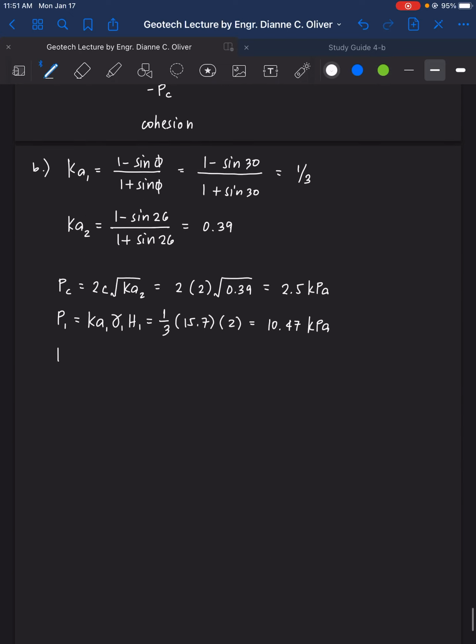Let's compute first. Why special case? So P2, we have K active 2, but we're using gamma 1, H1, so the gamma of the soil above and the height of the soil above. So 0.39 for Ka sub 2, 15.7 times 2. And that is 12.25 kilopascal. So this is greater than P1.